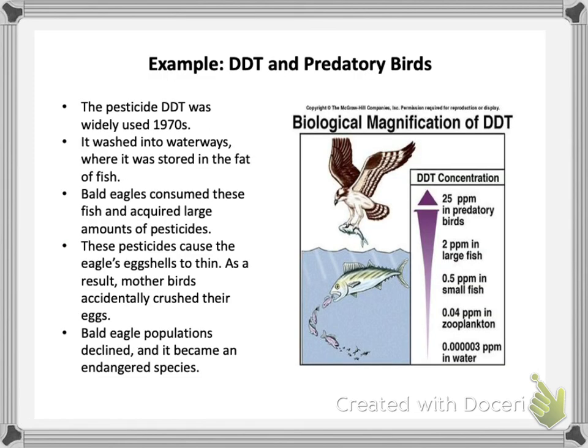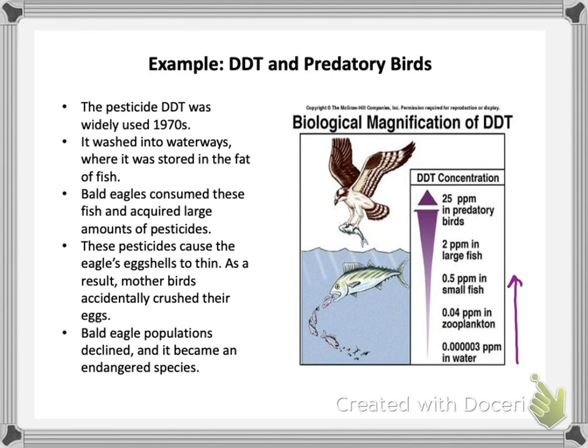Here's another example with DDT. DDT was a pesticide that was used widely until the 1970s. It was used to, say, kill mosquitoes and crop pests, and it washed into waterways. And it got stored in the fat of the fish. So as the fish were consumed by increasingly larger fish as it moved up the food chain, we can see that the DDT concentration is accumulating and increasing.